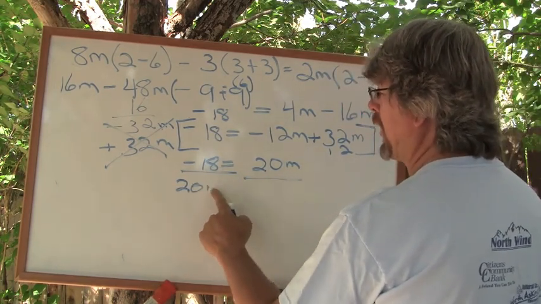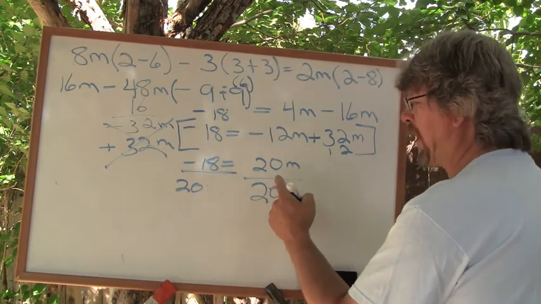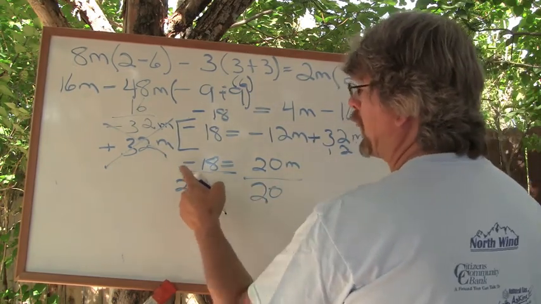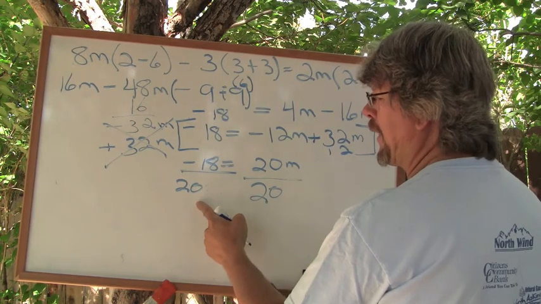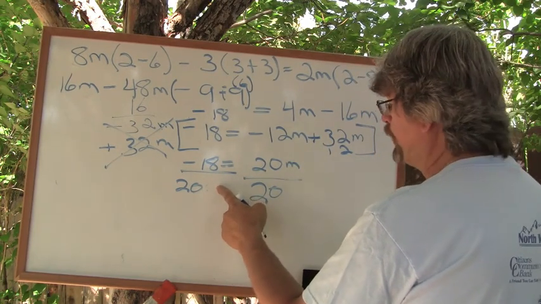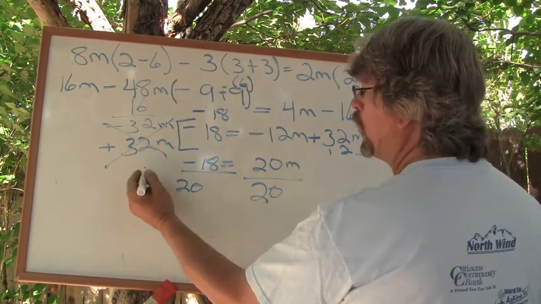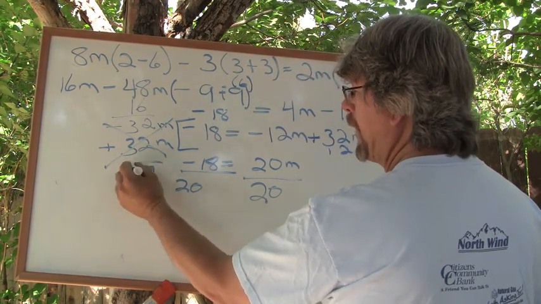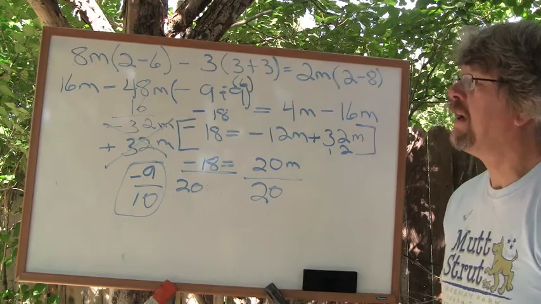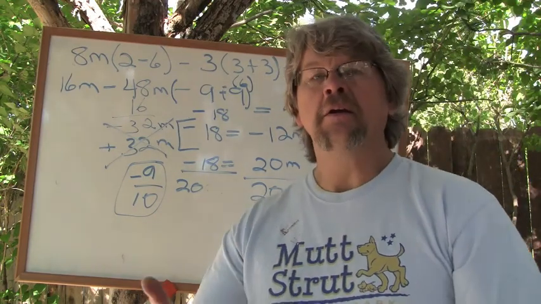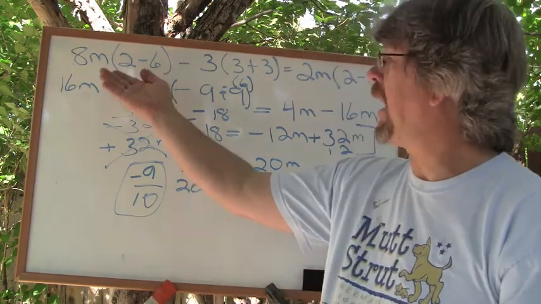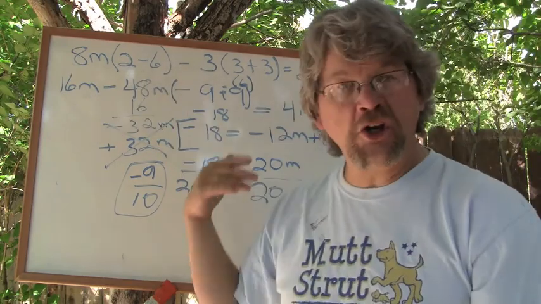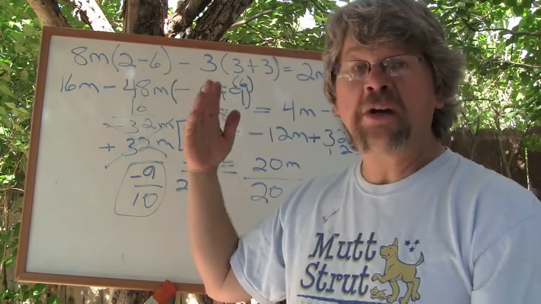By 20, sorry. You've got to divide by 20 to isolate m. So you have negative 18/20. You take out 2, and that's going to be negative 9/10. That's what m equals.